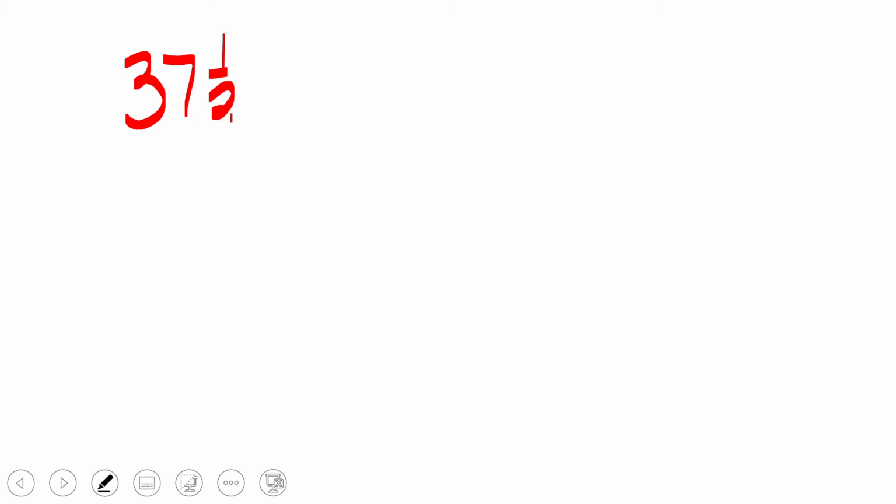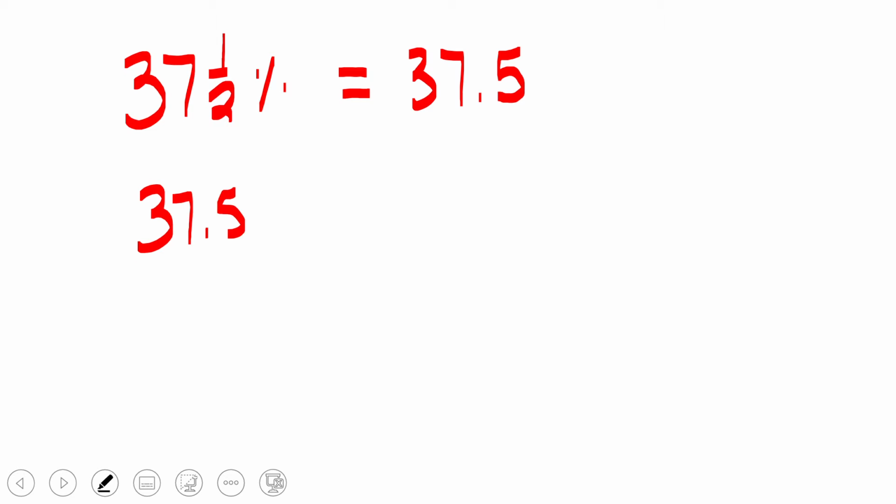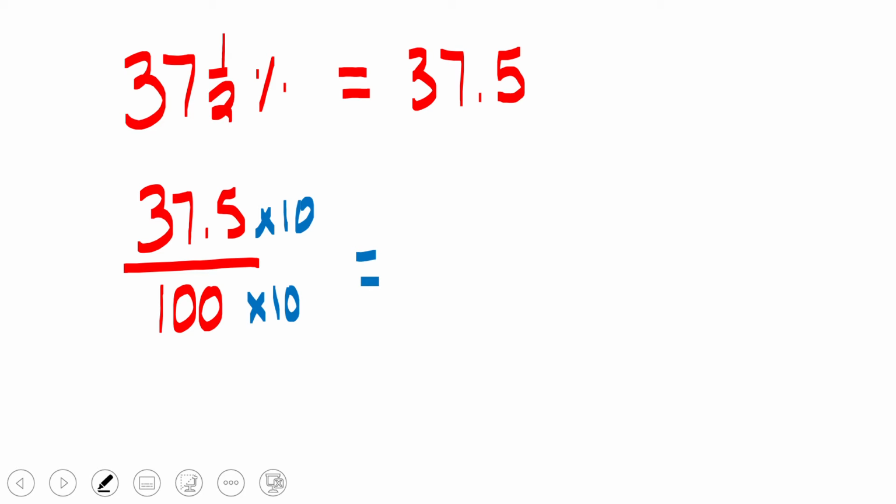If we are asked to express 37.5% as a fraction in lowest terms, let's take this to a decimal representing that half as a 0.5. And then we can put 37.5 over 100. We want to get rid of our decimal, and we need to move that one place to the right by multiplying the numerator and denominator by 10. Now we will have 375 over 1,000.